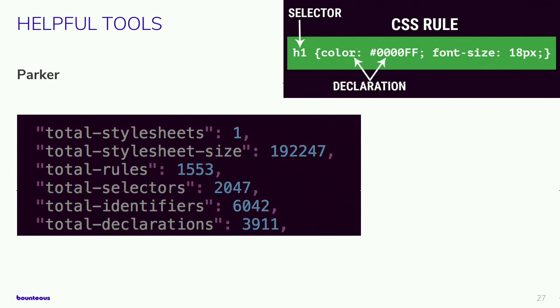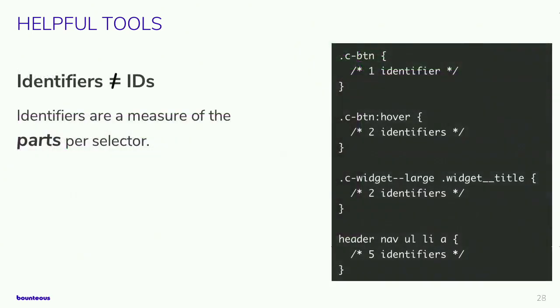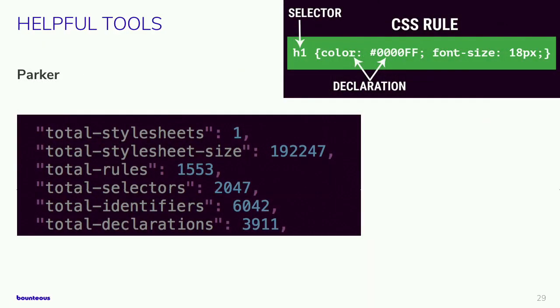Pretty cool, but what are identifiers? So identifiers are not IDs. These are the measure of the parts per selector. And if you look on the right-hand side of the screen, an example is just one class is considered one identifier. All the way down to the bottom, you can see five identifiers. So now that you know what identifiers are, let's go back and look at that number. So really, what do these values mean? Are they too high? Are they too low? Are they just right? So your mileage may vary from theme to theme. I encourage you to run this on a few projects to get a good feel for these initial numbers.